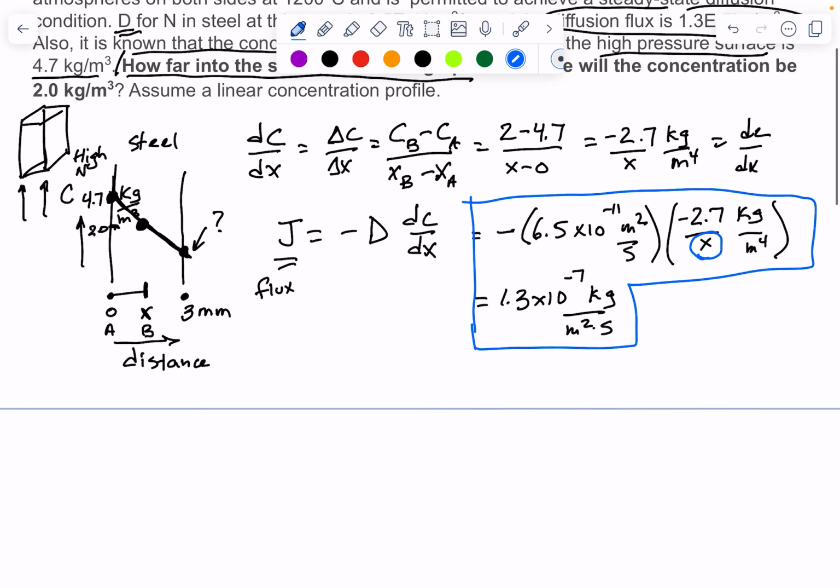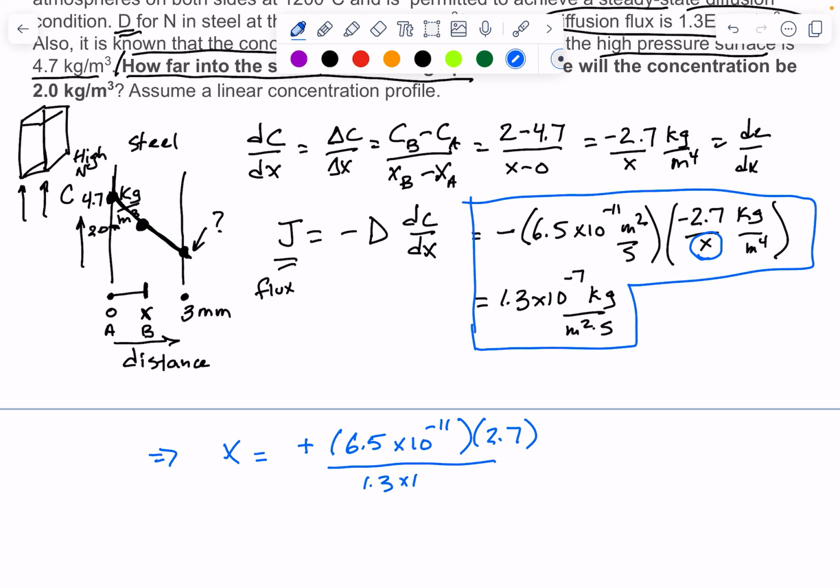So I'm going to solve for X in this equation, and I will see that X is equal to, the two negative signs cancel each other out, so I will have a positive 6.5 times, I'm doing a lot of steps in my head, so if I'm going too fast, you can do it a little slower on your paper, we will have a 2.7, and we will be dividing by 1.3 times 10 to the minus 7.